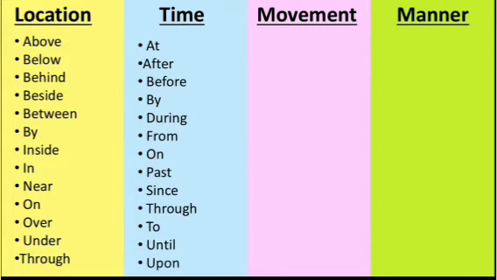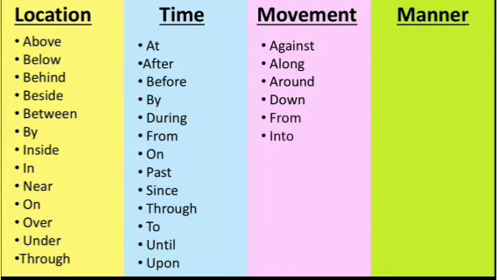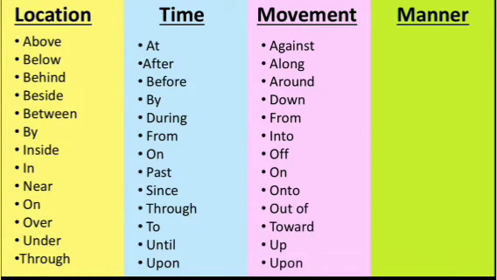The most common prepositions of time include at, after, before, by, during, from, on, past, since, through, to, until, upon. The most common examples of prepositions of movement are against, along, around, down, from, into, off, on, onto, out of, toward, up, upon. And the most common prepositions of manner are as, by, in, with, like, on.